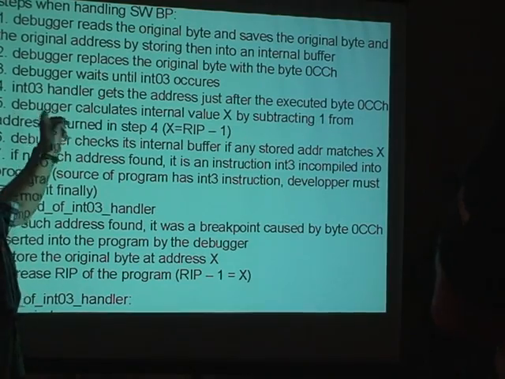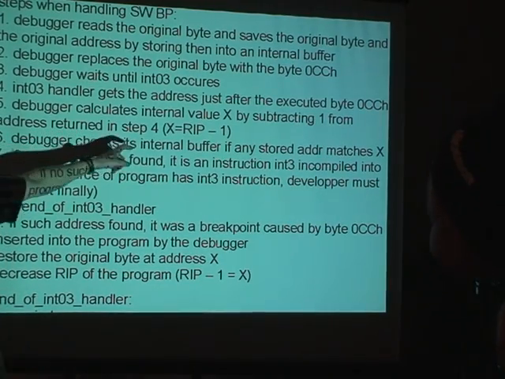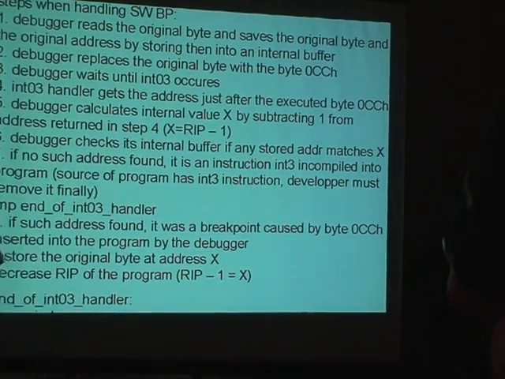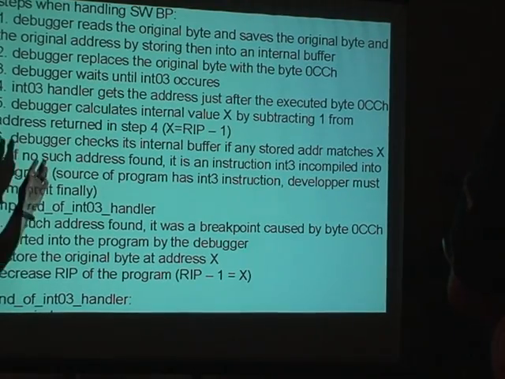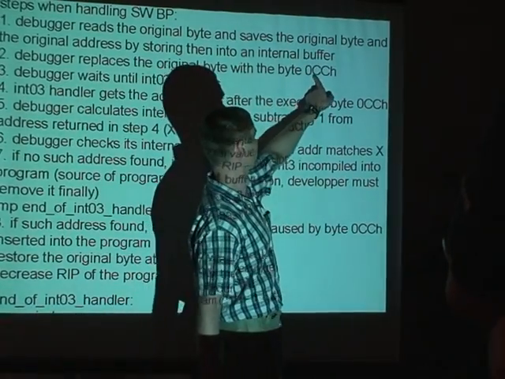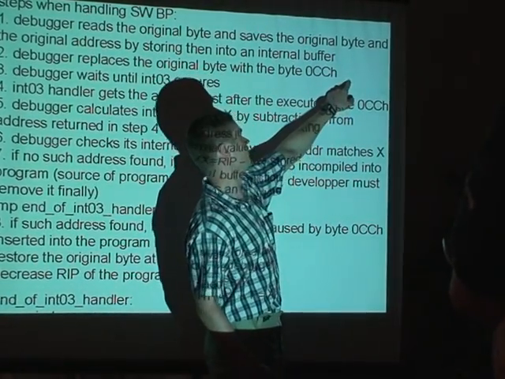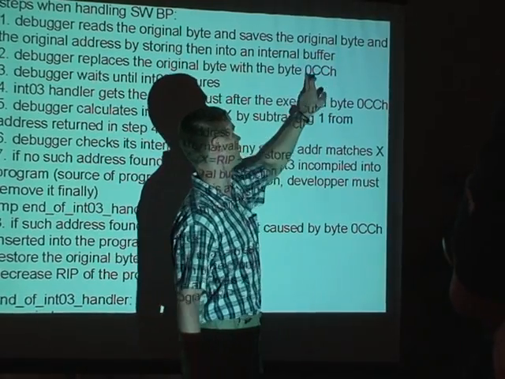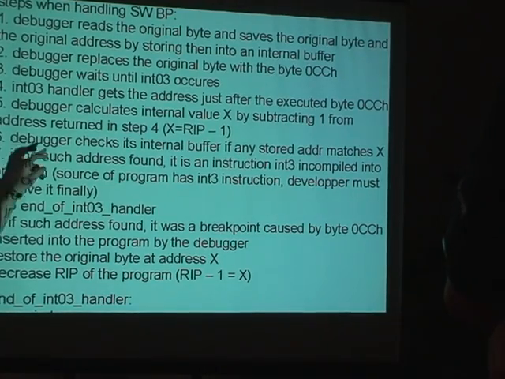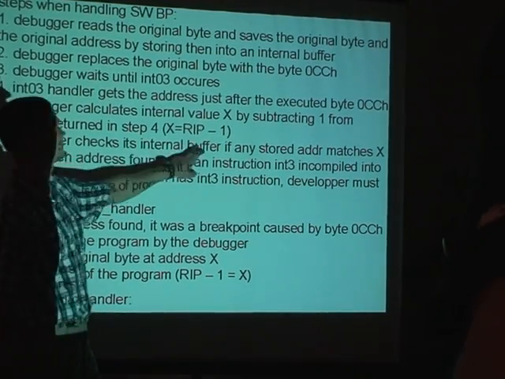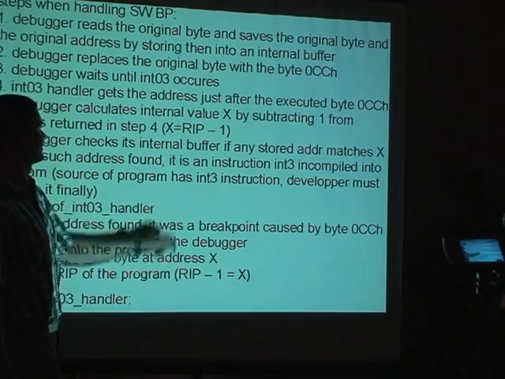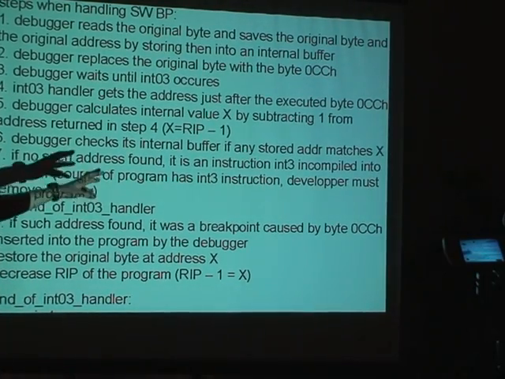So the debugger subtracts 1 from this address, and it gets address X. This address X is the starting address of the instruction CC. The instruction is reported after the debugger subtracts 1 and gets the start address of this instruction. Okay? And then, as the sixth step, the debugger checks its internal buffer whether this address X is stored and matches.